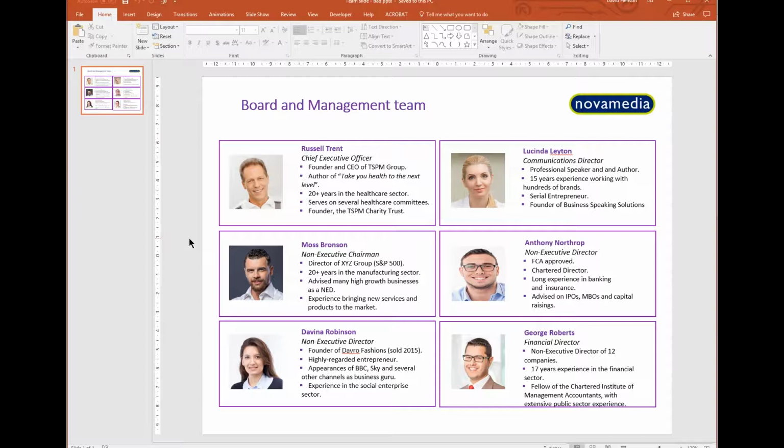Now, when I was going through the brief with the client, one of the things they said is that they want to focus on individual people within the board. So a client might ask, for example, about Moss or about Anthony, and they want to be able to focus on them. So that's what they gave us. This is what I came up with.